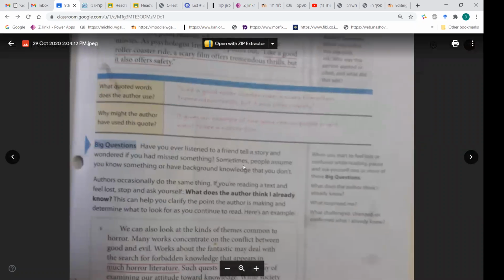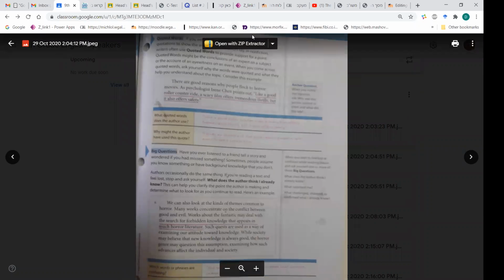Quoted words, okay? If you see something in quotes, quotation marks are also a kind of sign that someone is saying something. If you were writing a fiction story, you might use quotations to show the words your characters say. In nonfiction, writers often use quoted words to provide support for a point. Quoted words might be the conclusion of an expert on a subject or the account of an eyewitness on an event. When you come across quoted words, ask yourself why the words were quoted and what they help you understand about the topic.